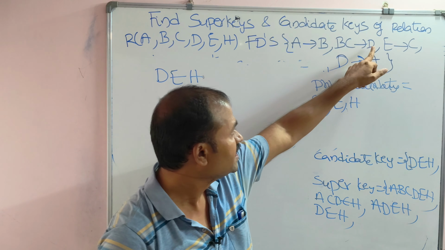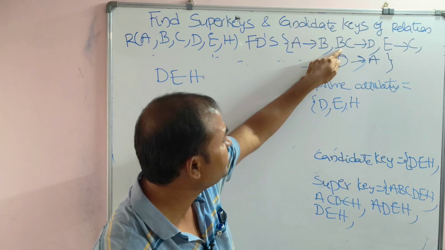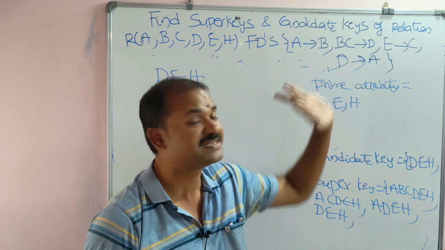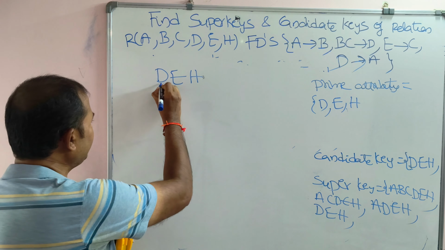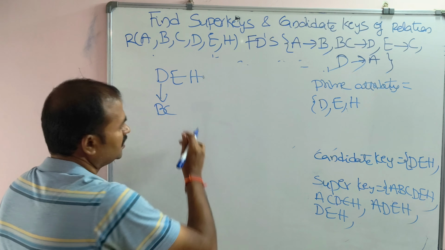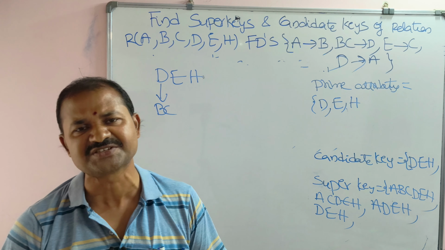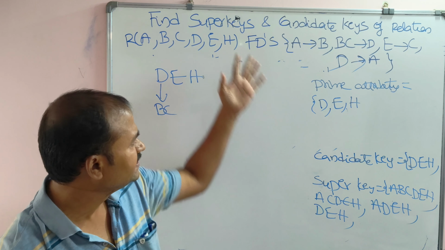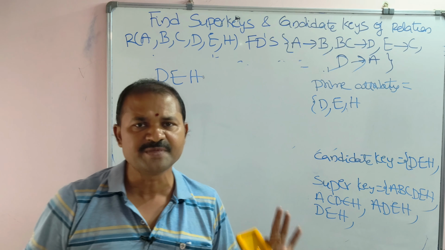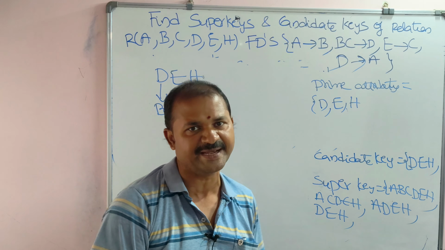Here we don't have D. Here we have D. So we can replace this D by this left hand side, that is BC. Why? Because here BC determines D. D is depending on BC. So we can replace this D by BC. Suppose DH were not available at the right hand side of the functional dependency, then we can say that this relation has only one candidate key, that is DH, and we can stop the process now. But here D is available at the right hand side of the functional dependency.